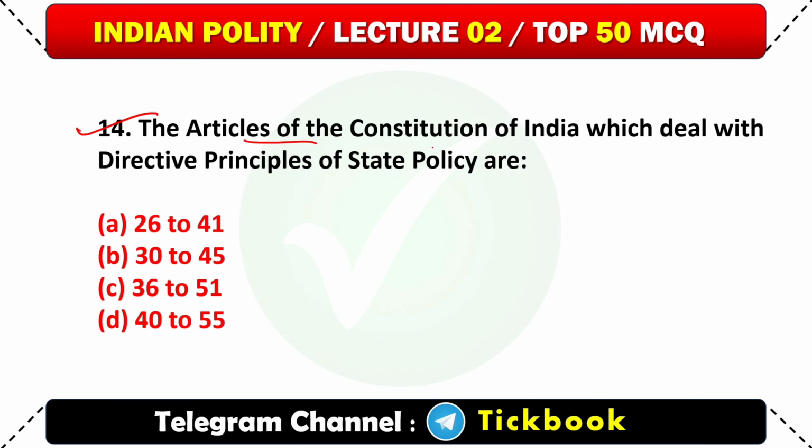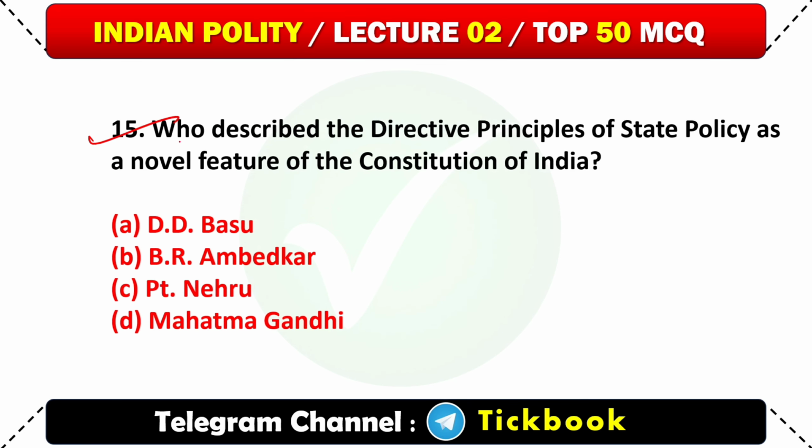14, the articles of the Constitution of India which deal with Directive Principles of State Policy are option number C, Article 36 to 51. 15, who described the Directive Principle of State Policy as a novel feature of the Constitution of India? Option number B, B.R. Ambedkar.